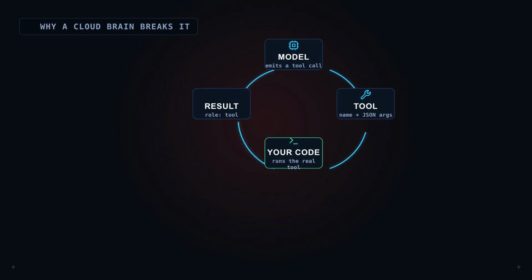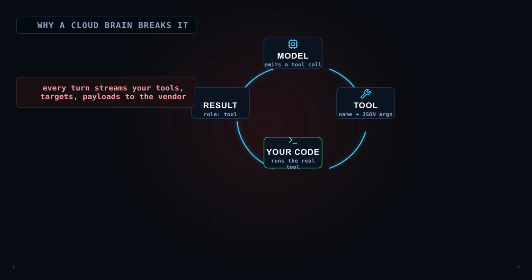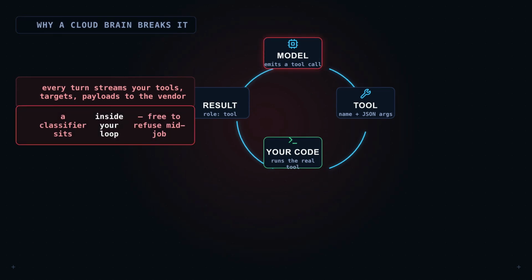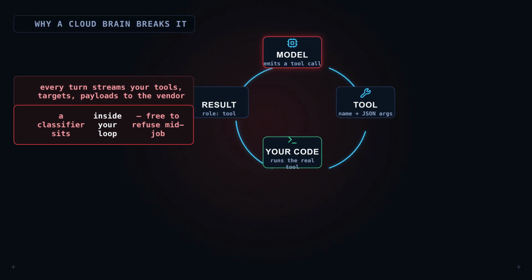Now here's where it breaks if the brain is a cloud model. In that loop, the model sees your tools, your targets, your payloads every single turn. On a hosted API, all of that streams to the vendor, and the vendor's safety classifier sits in the middle of your loop, free to refuse on any step it doesn't like. Your autonomous agent stalls halfway through a job because a filter 3,000 miles away decided your scoped, authorized scan looked scary. The fix isn't a better prompt or a jailbreak, it's architectural.